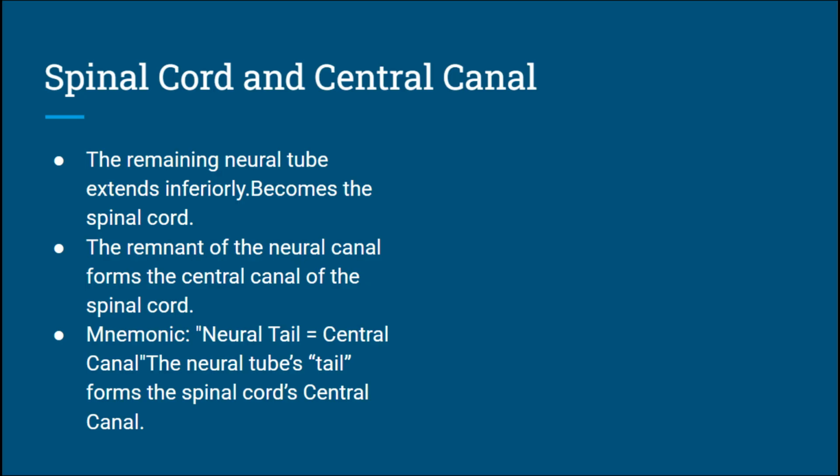The portion below the rhombencephalon extends downwards and becomes the spinal cord. The remnant of the neural canal here forms the central canal of the spinal cord, a narrow channel for cerebrospinal fluid. My mnemonic is neural tail equals central canal. The neural tube's tail forms the spinal cord central canal.